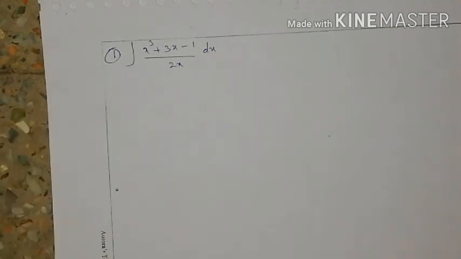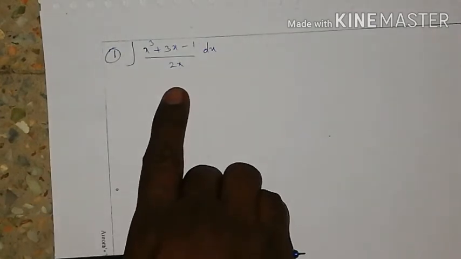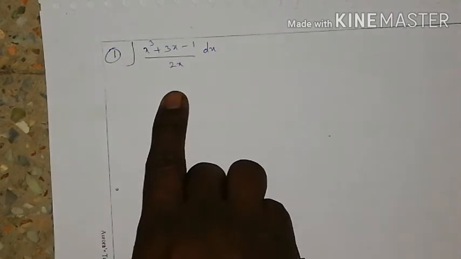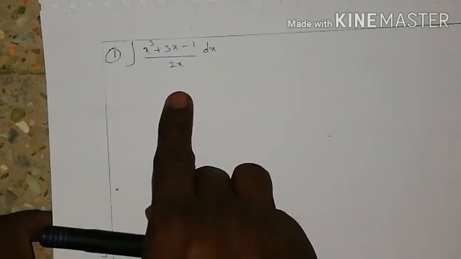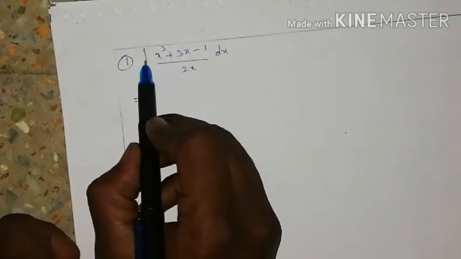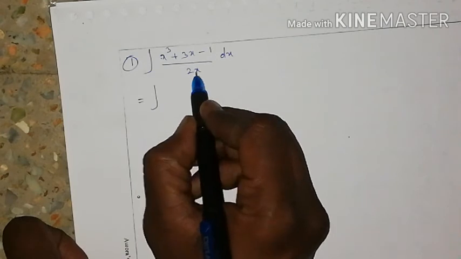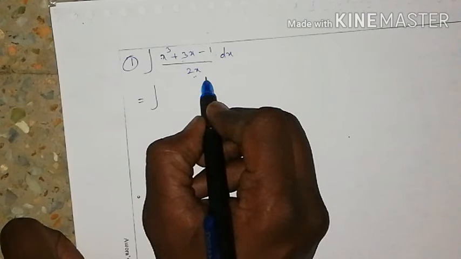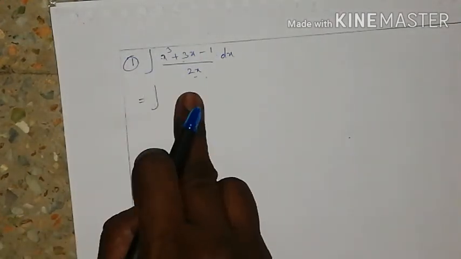Before, the problems were only like this. Now it has some denominator also. So we have to separate the terms individually with the denominator. Right? So I am separating now. What is the first term here? x cube. So read like this: integration of x cube by 2x plus 3x by 2x minus 1 by 2x. I am separating each term with the denominator.